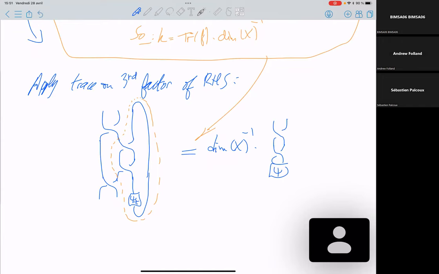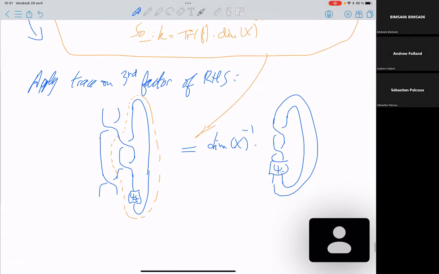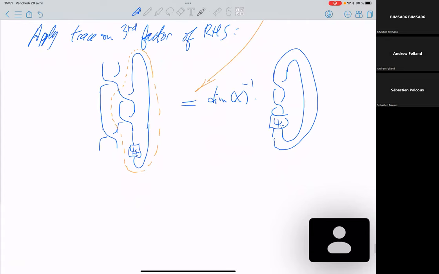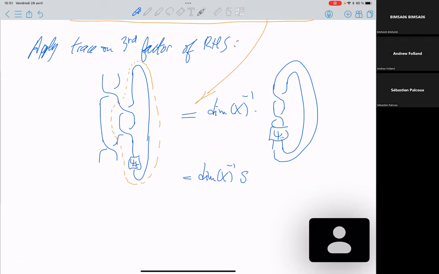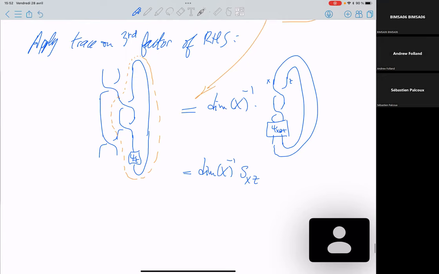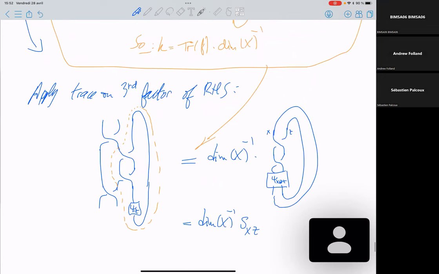So what is that now? Let me just write the spherical structure like that, which is exactly the entry of the S matrix. So it is equal to dimension X inverse S X Z. So here it's X, here it's Z. Here it's phi of X tensor Z. Okay. So let me try to write it more cleanly. Phi of X tensor Z. Okay. So now, the full trace of the right hand side.